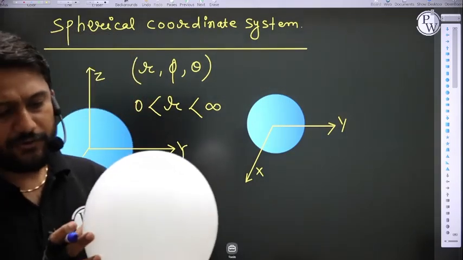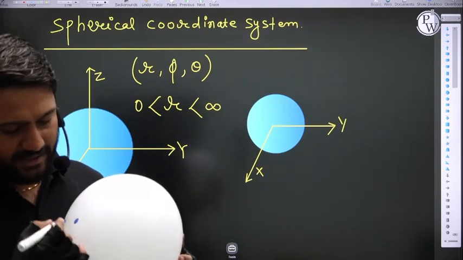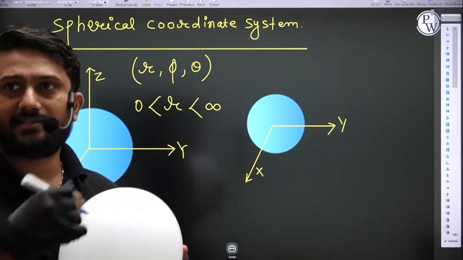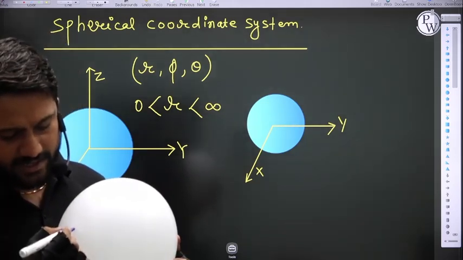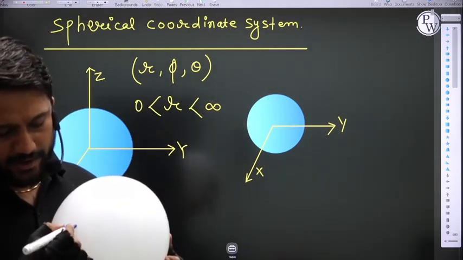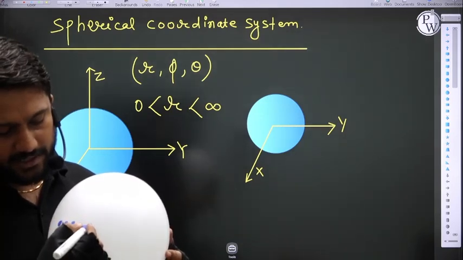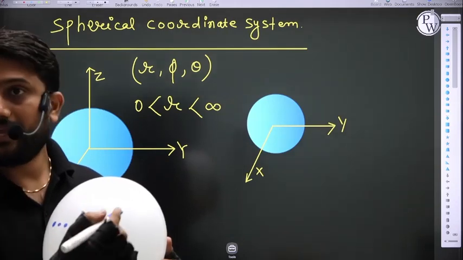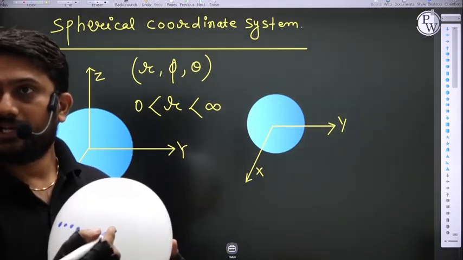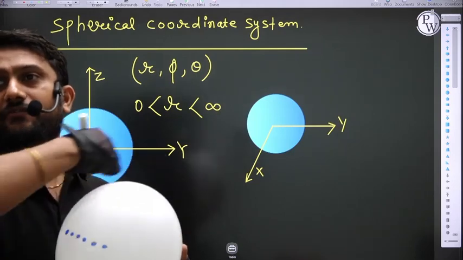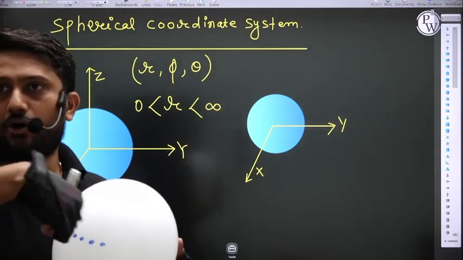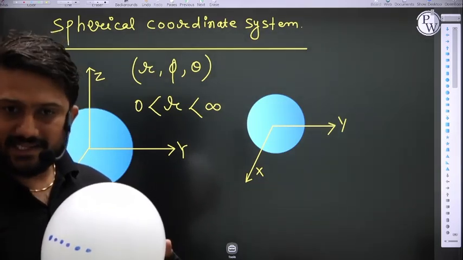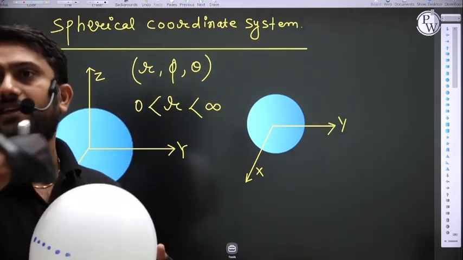Okay. Now see, if you fix the r, then this point in a horizontal plane, that is a circle, right? That point may be here, that point may be here, that point may be here, that point may be here. At fixed r, this point may be anywhere, na? Is it fine? In the circumference of the circle, in a horizontal plane, this point may be anywhere.